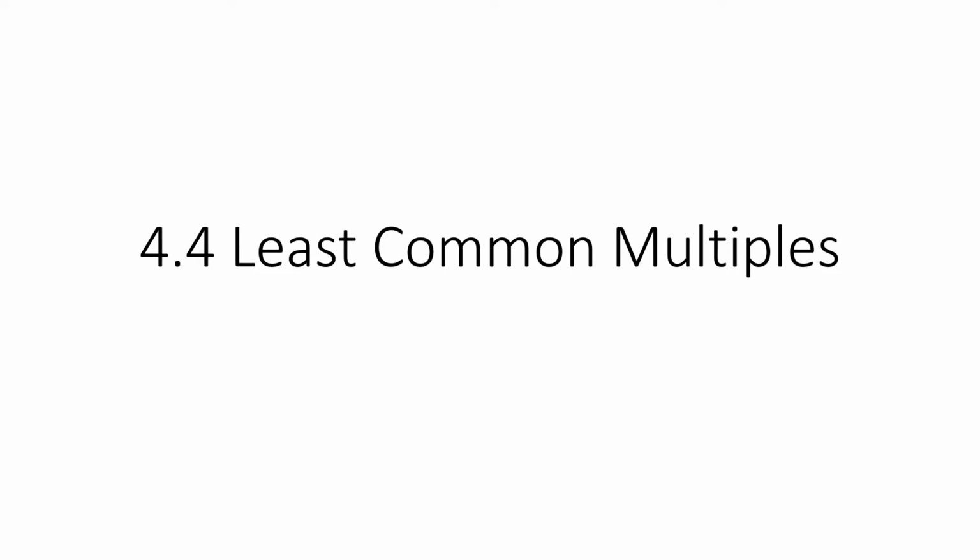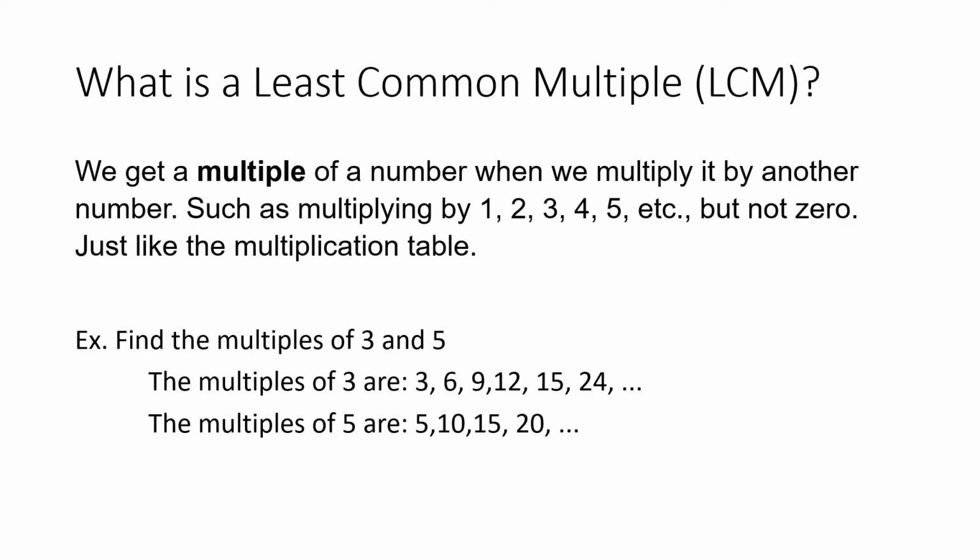So first of all, what is a least common multiple? Well, let's break it down. Let's talk about multiples first. A multiple is a number we get when we multiply it by another number, such as 1, 2, 3, 4, 5, etc., but not 0. It's like a multiplication table. Think of multiples as a multiplication table.